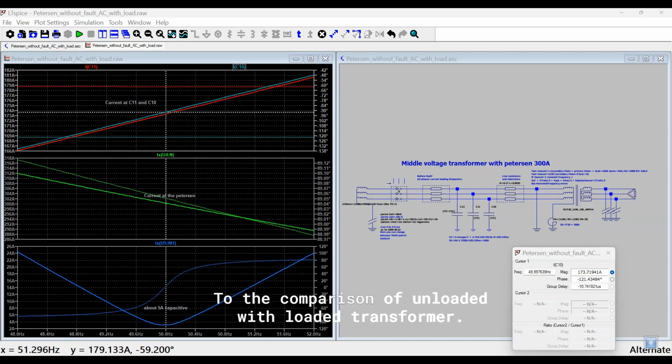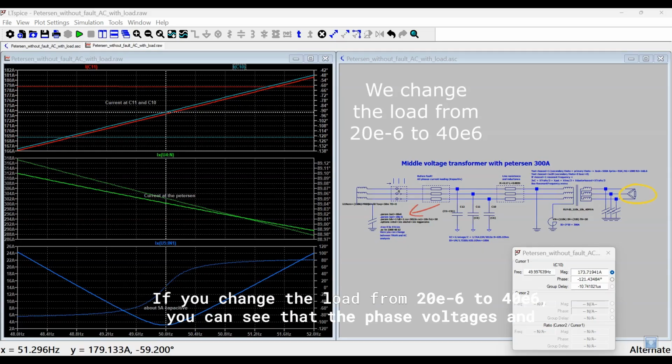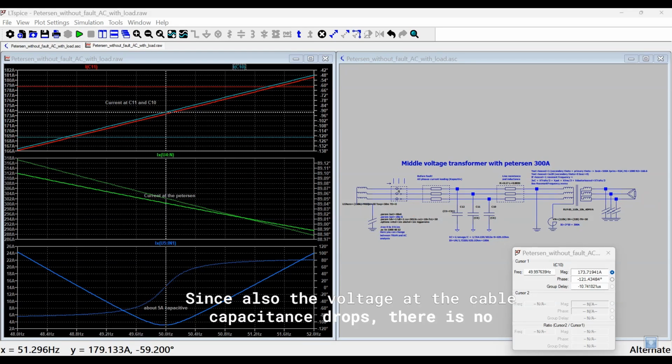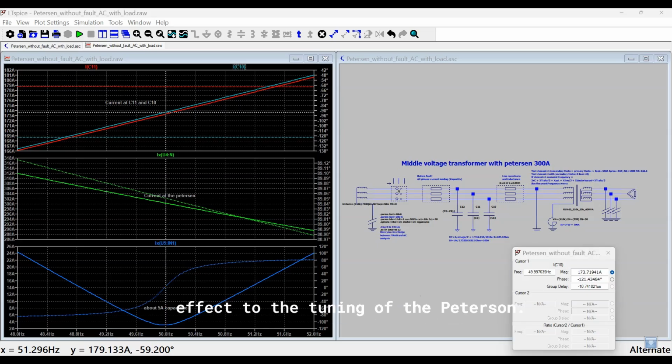Now the comparison of unloaded with loaded transformer. If you change the load from 20E6 to 40E6, you can see that the phase voltages and the star point voltage drop a little. Since also the voltage at the cable capacitances drops, there is no effect on the tuning of the Petersen.